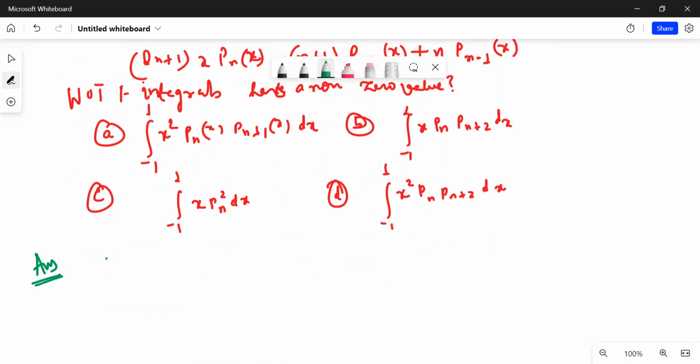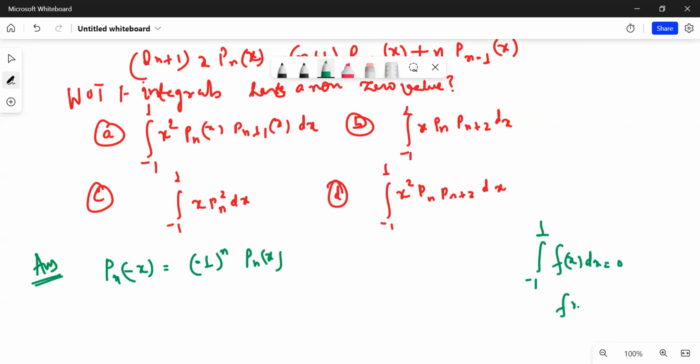So let us first write what is Pn(minus x). I have stated at the very first that it is equal to (minus 1) to the power n Pn(x). So I'm going to first use a trick with odd and even functions. If one remembers, the integral from minus 1 to 1 of f(x) dx is equal to 0 if f(x) is an odd function. If f(x) is an odd function, then this integration is 0.